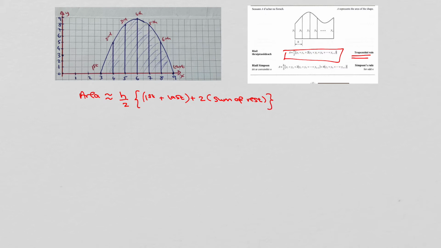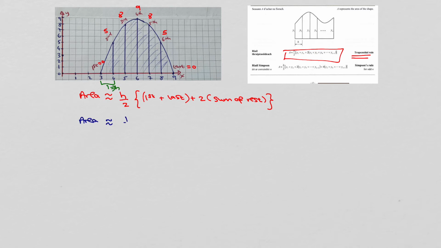So what is our first height? Well, our first height is 0. Our last height is equal to 0. And then the sum of the rest were our values from our table, which was 5, then 8, then 9, then 8, and then 5 again, and then we were back to 0. If I put in my values, what's the width of my intervals? Well, I'm only going up in an interval of 1. So 3 to 4 is 1. So that's h.